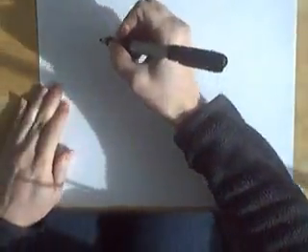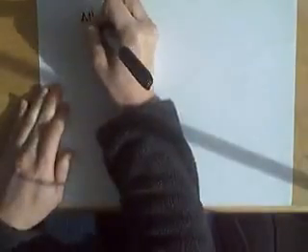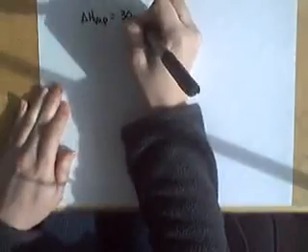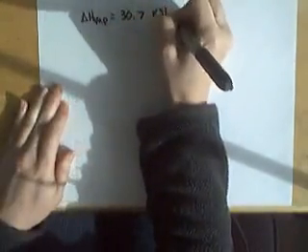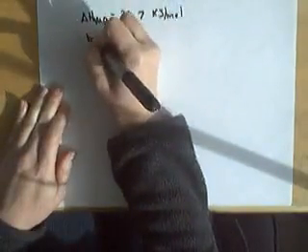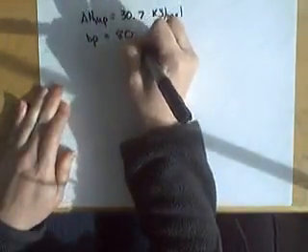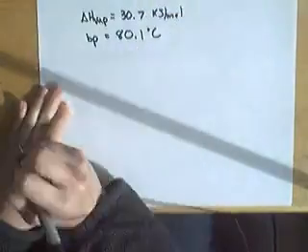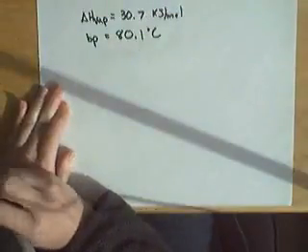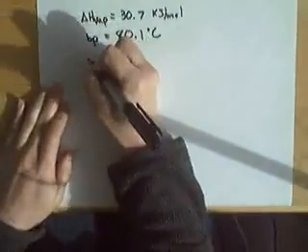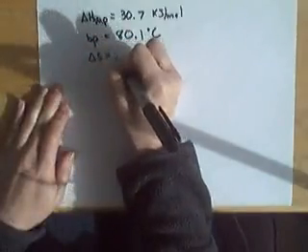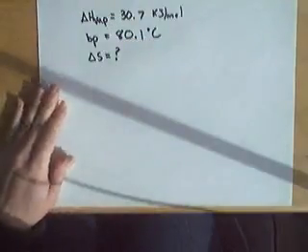This is the example from slide 12. We're given that the enthalpy of vaporization for benzene, ΔH vap, is 30.7 kilojoules per mole. And we're told that the boiling point of benzene is 80.1 degrees Celsius. And we're trying to find the entropy of vaporization, the ΔS, for this phase change.